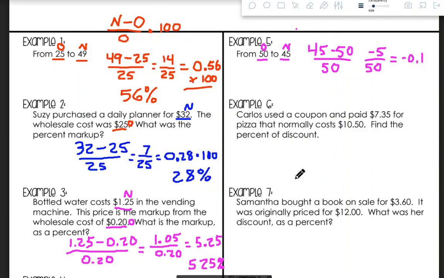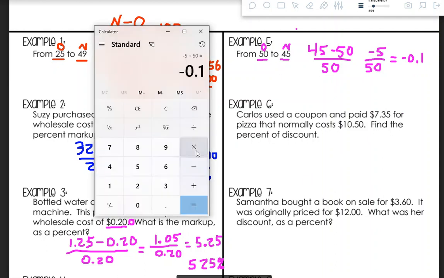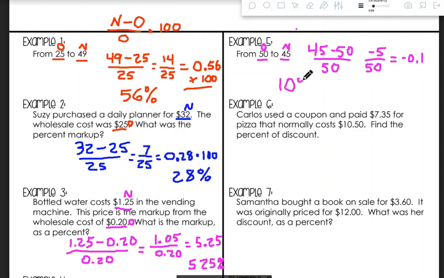-0.1. All right, so that is a decimal. I need to make it a percent. So I'm going to times it by 100 and make it my percent, and I get -10. So this is a 10% decrease. Right? So we don't usually write the negative. We usually just say decrease. So it'll just be 10% decrease. Okay? All right, so let's try another one.